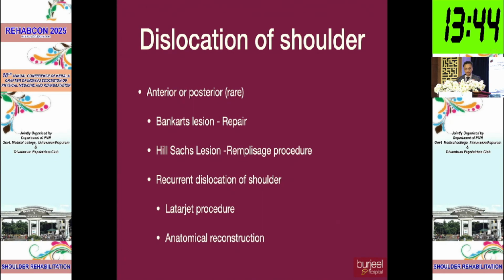Dislocation of the shoulder, commonly anterior dislocation: what all things do we face? One is Bankart's lesion, as you already know. Commonly, I am talking about the anterior in most of the cases. Hill-Sachs lesion is in the posterior superior part; there is a bony defect. And again, in recurrent dislocation of the shoulder, we are doing the Latarjet procedure or anatomical reconstruction. Now the Latarjet procedure has also started being done arthroscopically. It is slowly going out; it is not going to be an open procedure very soon.